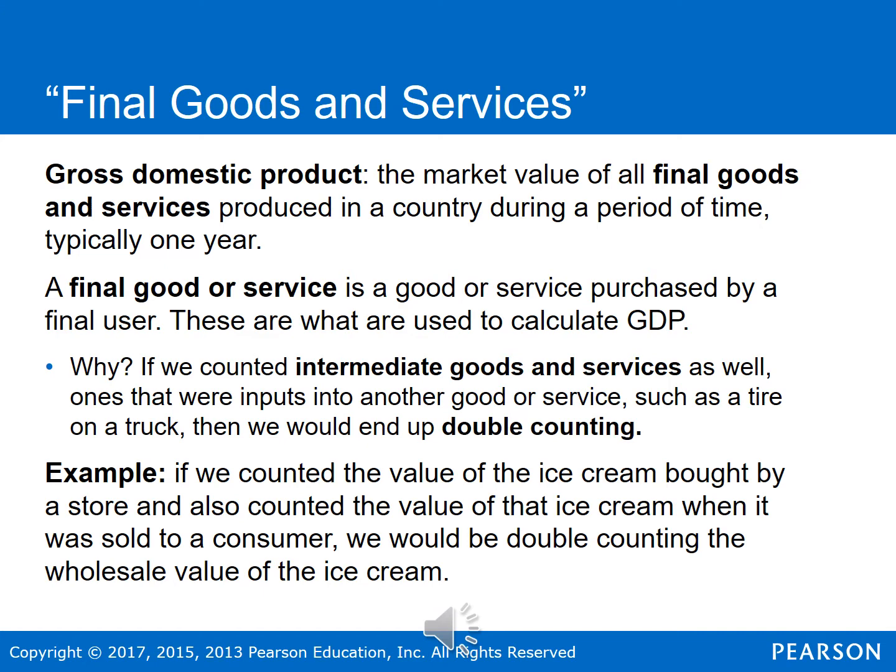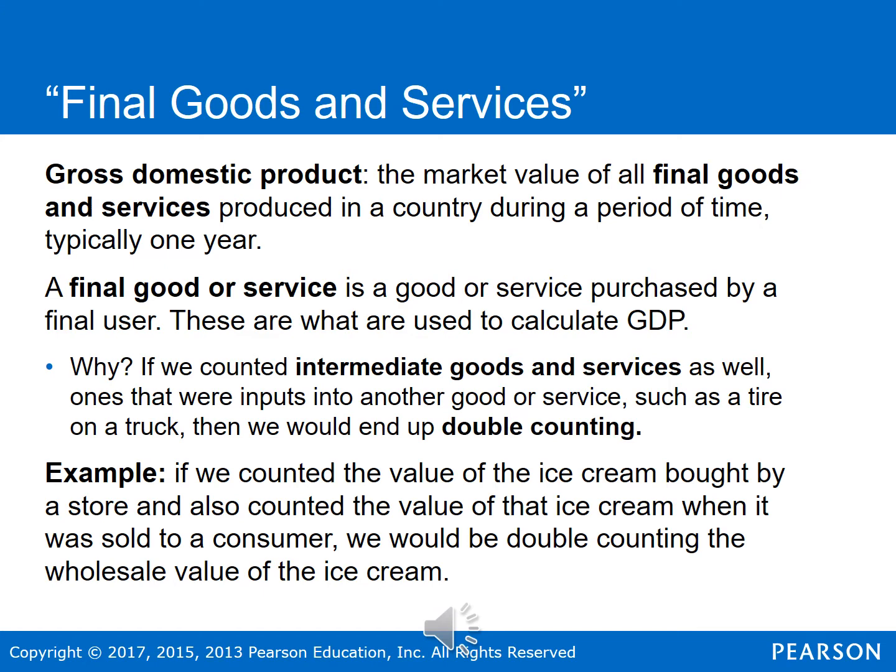So now why do we do this? If we counted intermediate goods and services as well, so the ones that are inputs into another good or service, then we would end up double counting. So for instance, if we counted tires that were being sold to an auto manufacturer to put on their car, we would end up counting a tire twice. First, when it was being sold to the auto manufacturer, and then we would count it when it was being sold to the consumer as part of the car. So because of that, we only count the final goods.